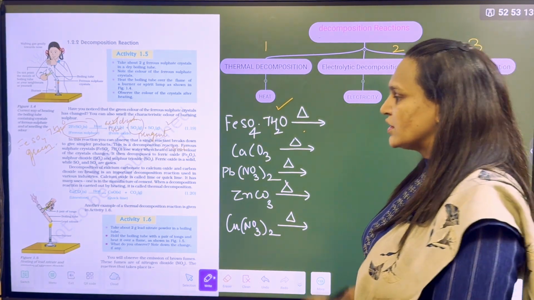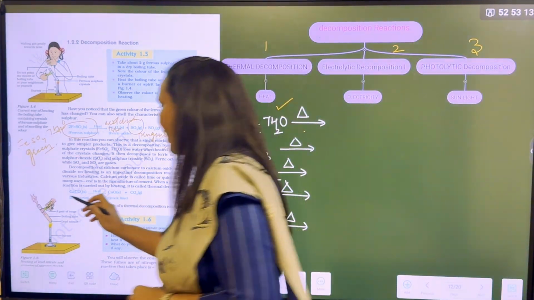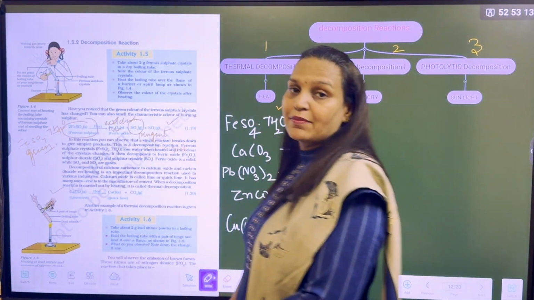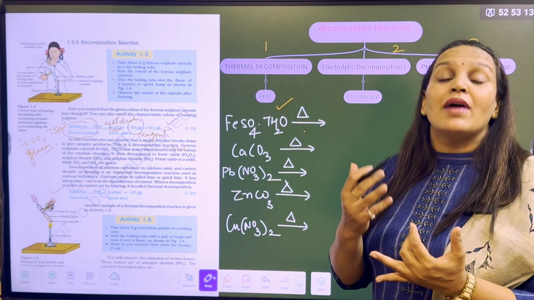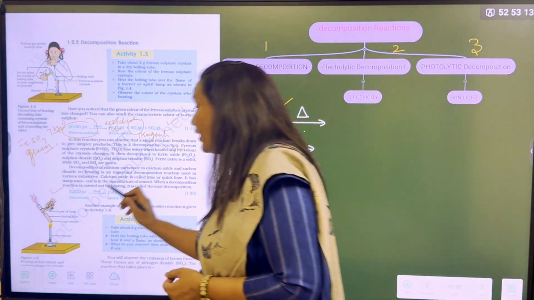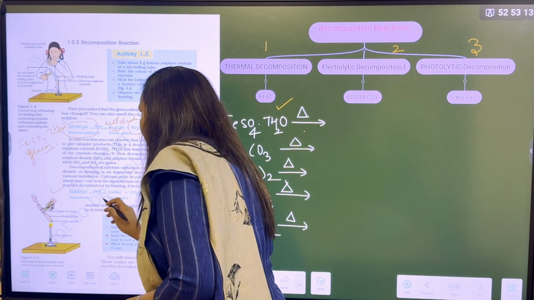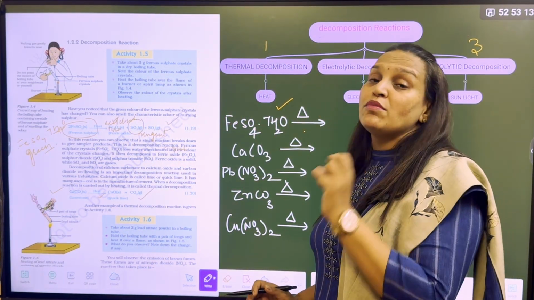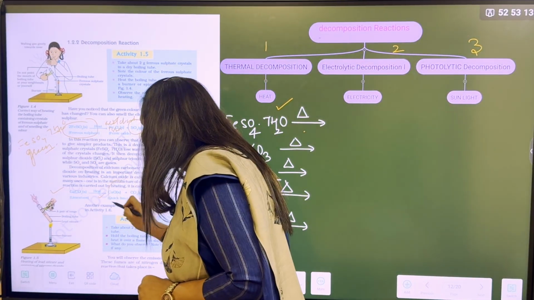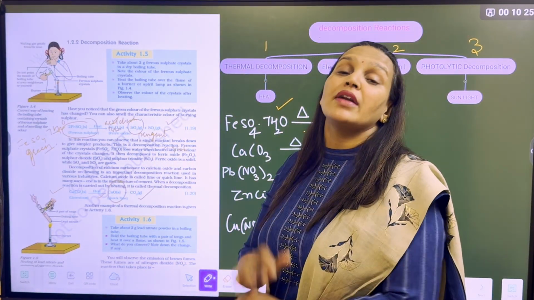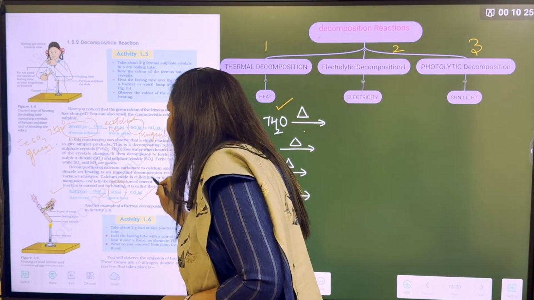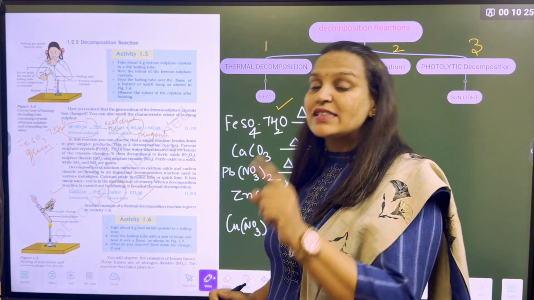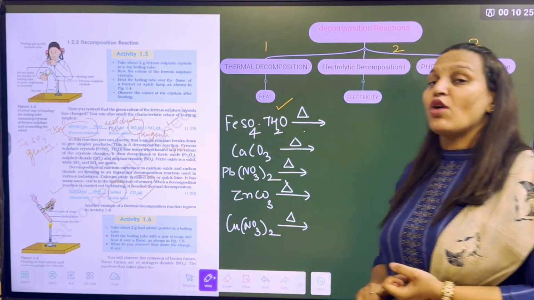The second most important decomposition reaction is calcium carbonate, eggshell, marble, chalk. If they undergo thermal decomposition, what do they form? Calcium oxide and carbon dioxide. One of the most important questions: this quicklime is a very important constituent in the manufacturing of cement. So please remember the use of calcium oxide.